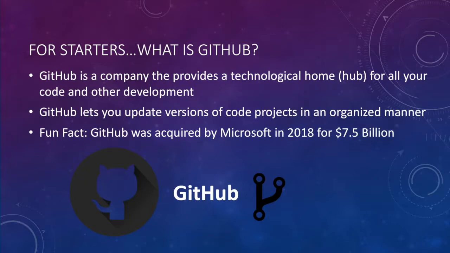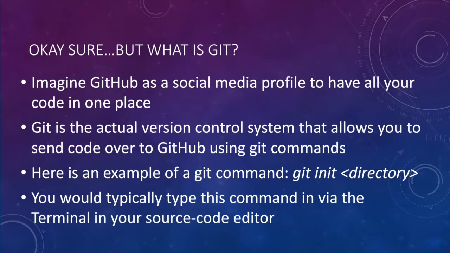Wow. Okay, so sure, but what is Git exactly? So imagine GitHub as a social media profile to have all your code in one place. Git itself is the actual version control system that allows you to send code over to GitHub using Git Commands. An example of a Git command would be git init, and you would put in your directory for your project. We call it a repository. So you would typically type this command in via the terminal in your source code editor.